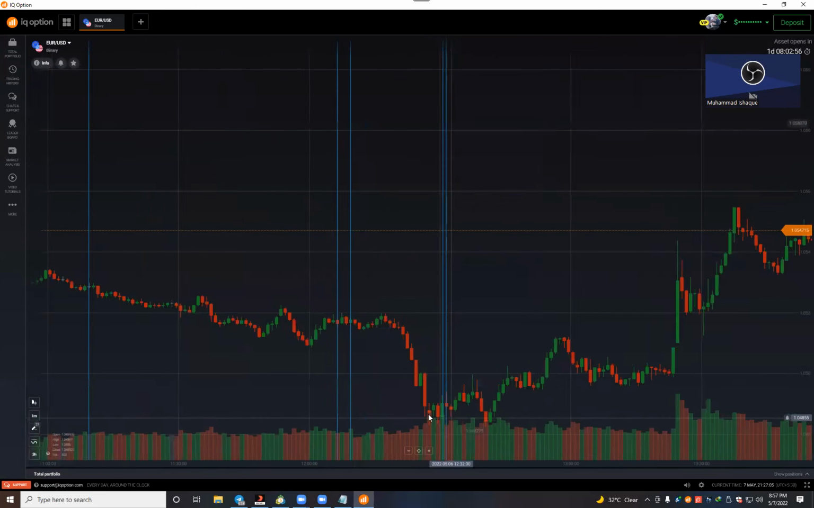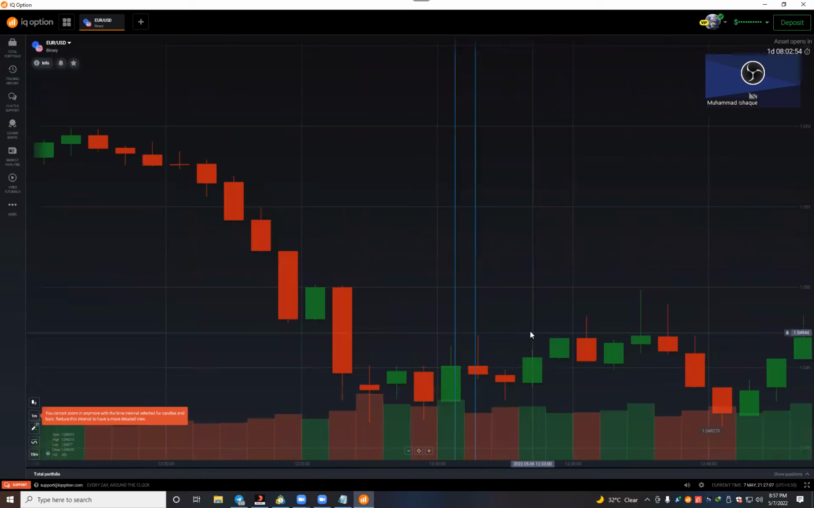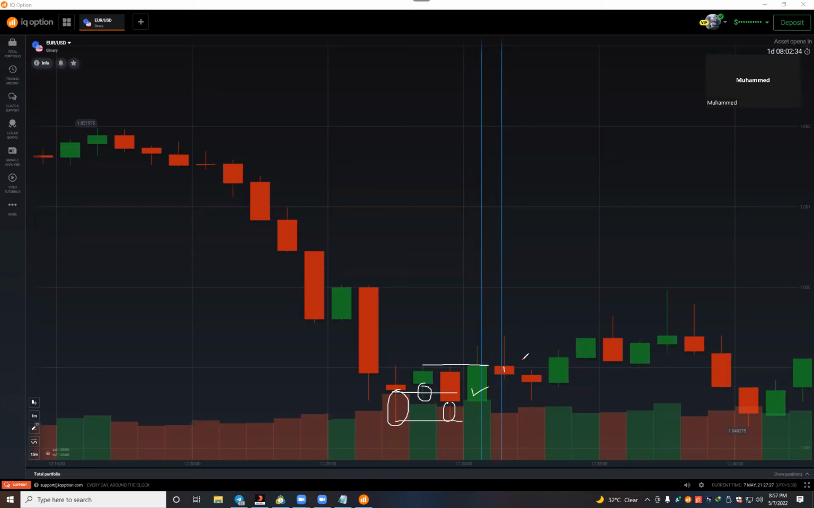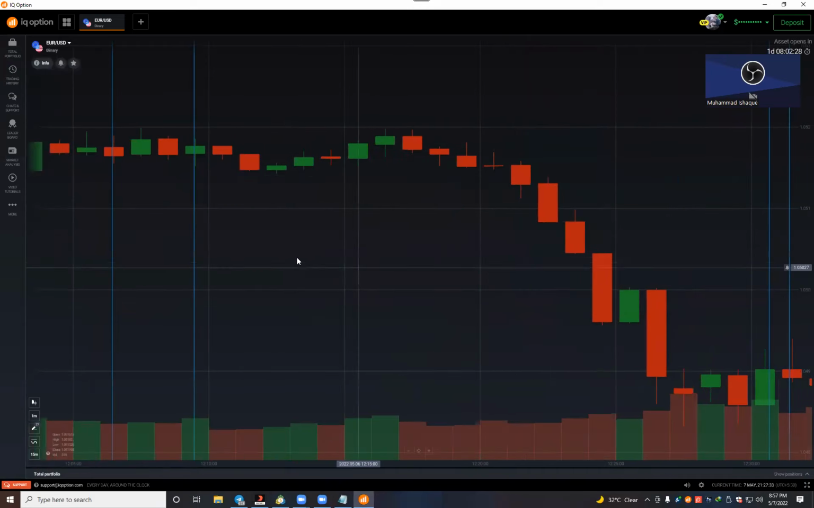Here you can see, when you open 3 to 4 pairs, you will get a trade every 5 minutes. See, this lower wick, the third candle lower wick. Is it breaking the zone? No, sir. Is it correct? Yes, sir. This one is correct. Okay. So 2 trades we got consecutively here.